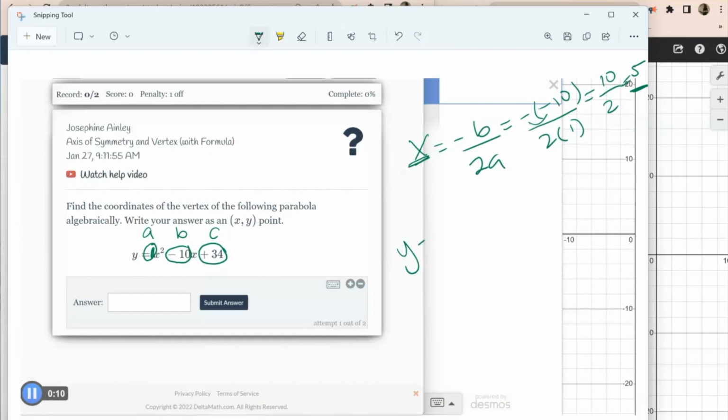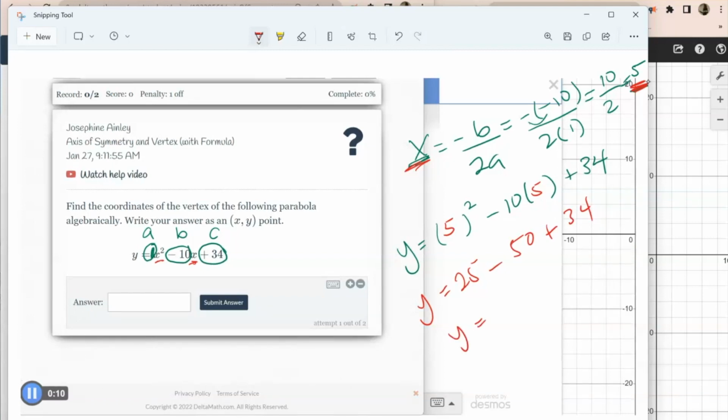So now you need to find the y value. To find the y value, all you're going to do is plug in 5 everywhere you see x. So I'm going to write this equation out. Where I see an x, I'm going to put parentheses, and I'm writing everything else out. Then all I do is substitute the x. For the x's, I put what I just found the x to be, which is 5. Okay, so again, you can use a calculator, 25 minus 50 plus 34. So that's going to be 25 plus 34 is 59 minus 50. So y is equal to 9.